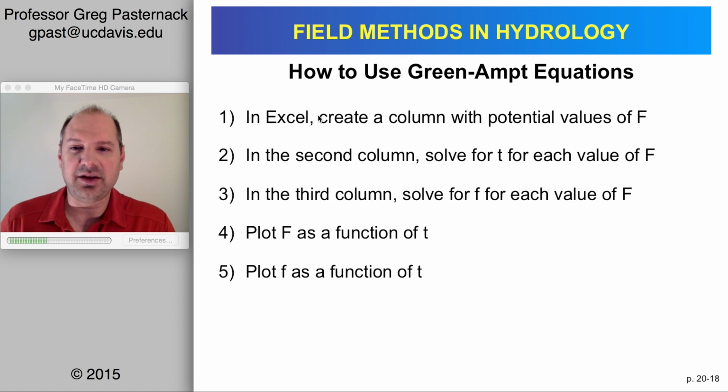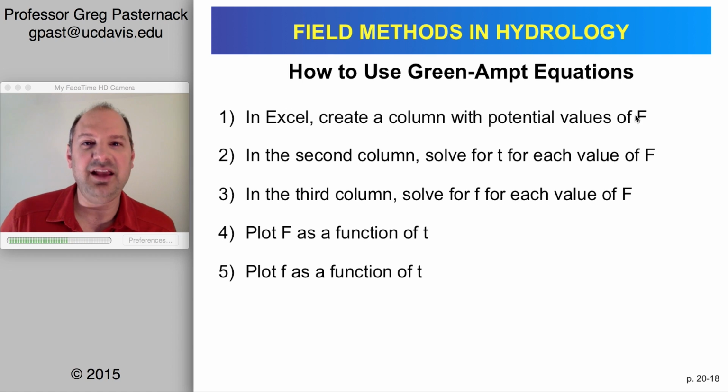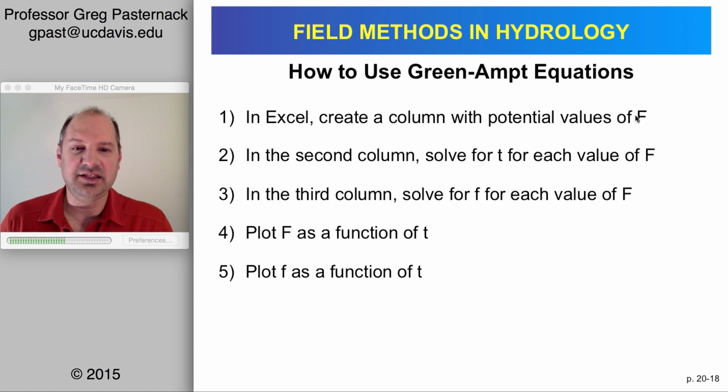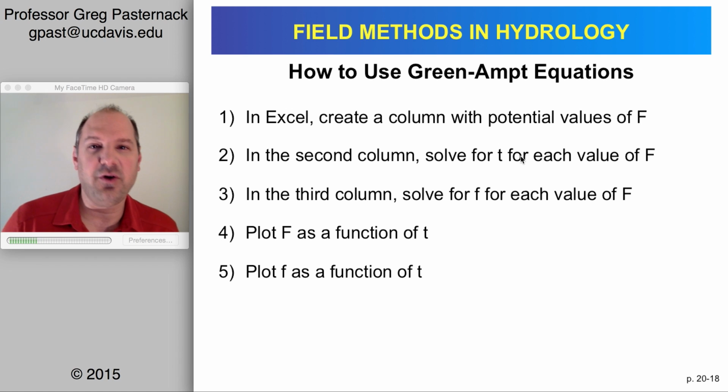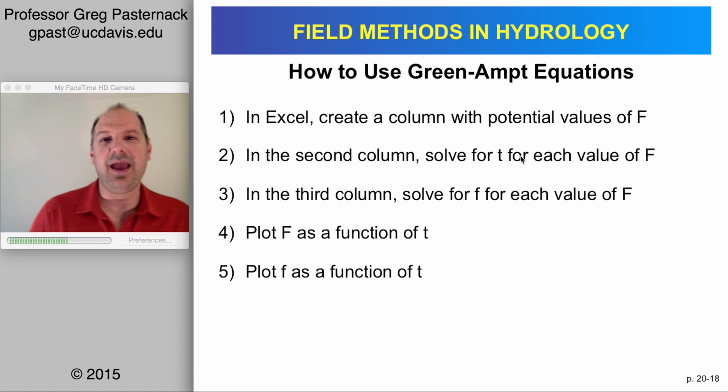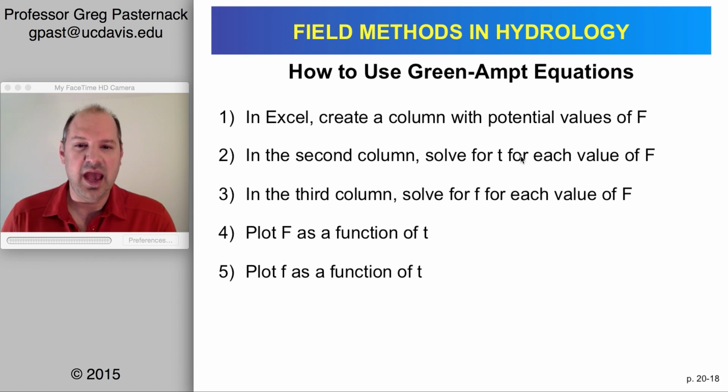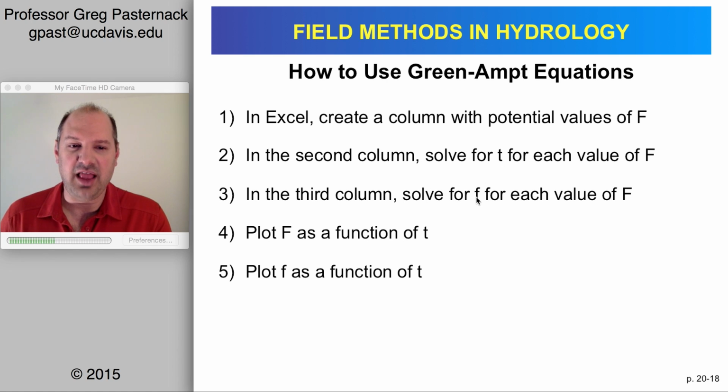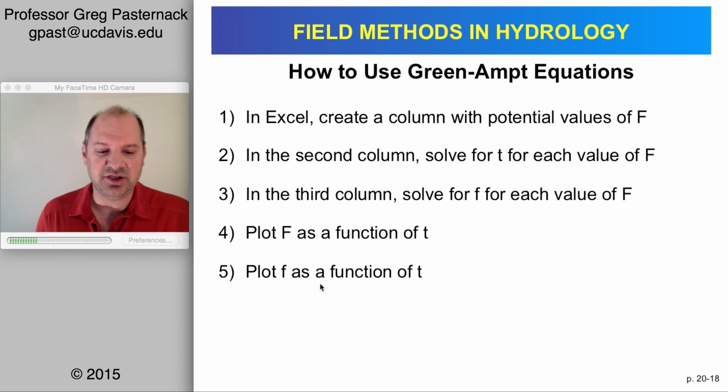The way we make this practical is you just go in Excel, you create a first column with a variety of F values, and then in the second column, you solve for T using that equation. So you solve it backwards, basically. For different cumulative infiltrations, what time must have taken to get there. And then in the third column, you solve for little f for each value of big F. And then you can plot each of those as a function of time.